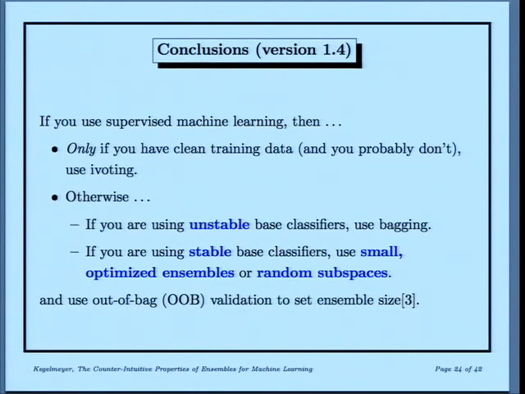If you're using an unstable classifier, by all means use bagging. But if you need to use what's called a stable classifier, you have to do something else. Bagging by itself doesn't cut it. But there is an ensemble method that will apply.